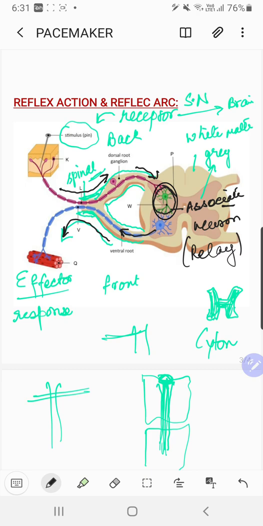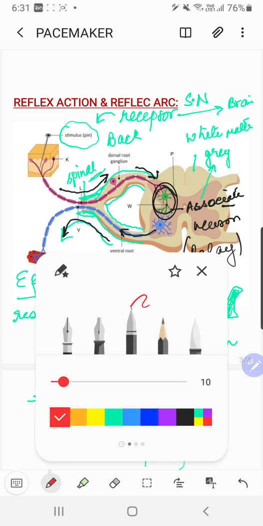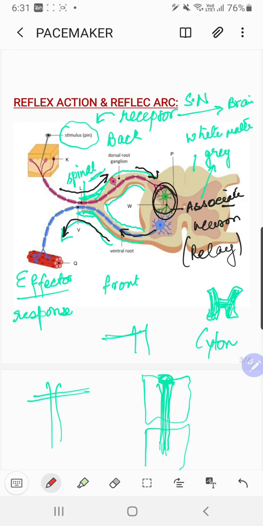Then one more thing that we have to talk about is this knob like structure. This is a sensory root ganglion, dorsal root ganglion, this is always present on sensory nerve. A motor nerve never has this kind of ganglia present, right?